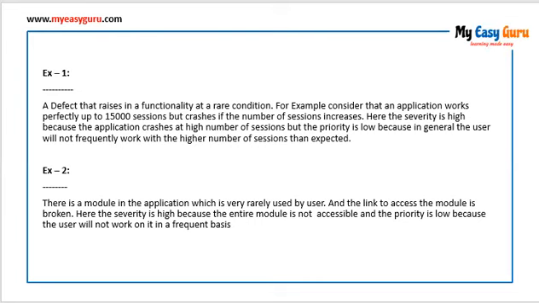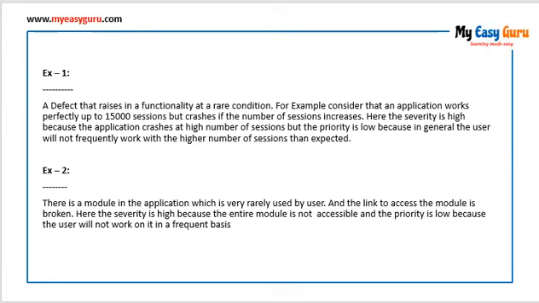Second example will be there is a module in the application which is very rarely used by the user, and the link to access the module is broken. So here the severity is high because the entire module is not accessible, and the priority is low because the user will not work on it on a frequent basis.